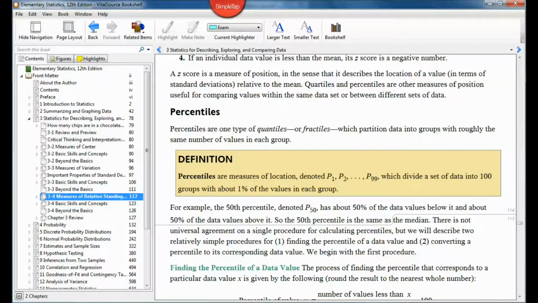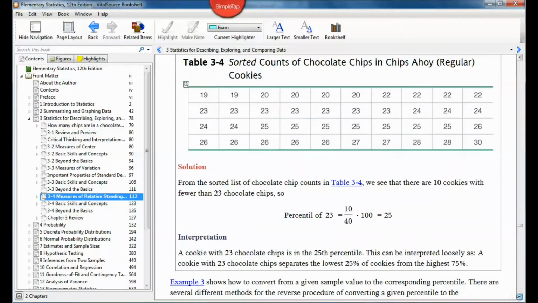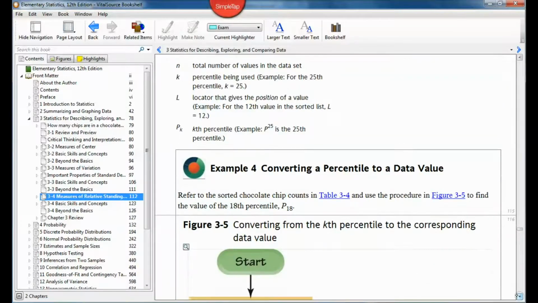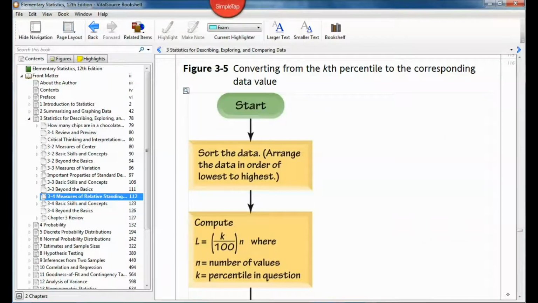So how can we actually find those values? How can we find what the 20th percentile would be? What number would that be in the set of data? Or what the 75th percentile would be? There is an actual method that we have to go through to find what number a percentile corresponds to. But you have to have the set of data to do that. Now there's a good figure in your book that gives you a step-by-step breakdown of what you do to find a percentile. It's figure 3.5.